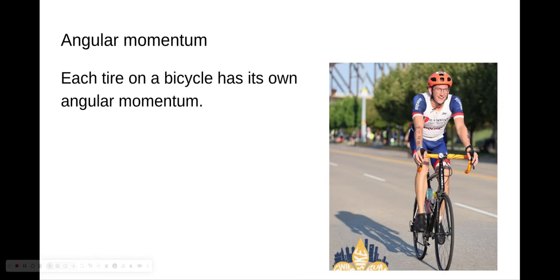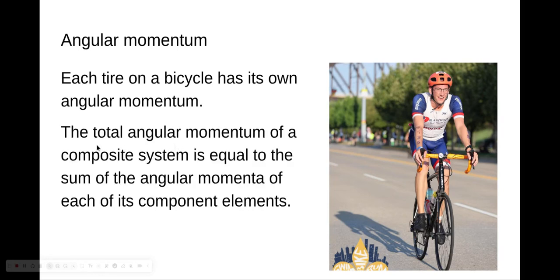Also note that you can have an object that's got more than one angular momentum. So this bicycle's got two wheels, and so here's got angular momentum, and here's got angular momentum. The total angular momentum of this composite system is equal to the sum of the angular momentum of each of its component elements. So the total momentum is angular momentum 1 plus angular momentum 2 ad infinitum.